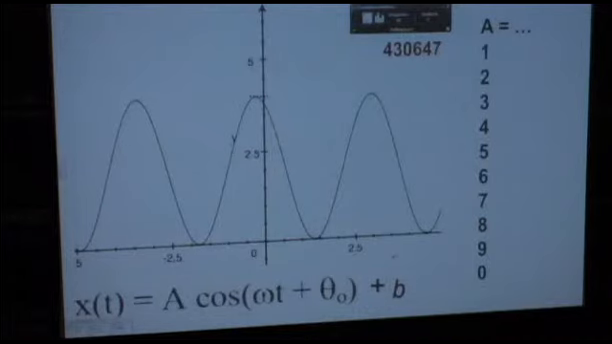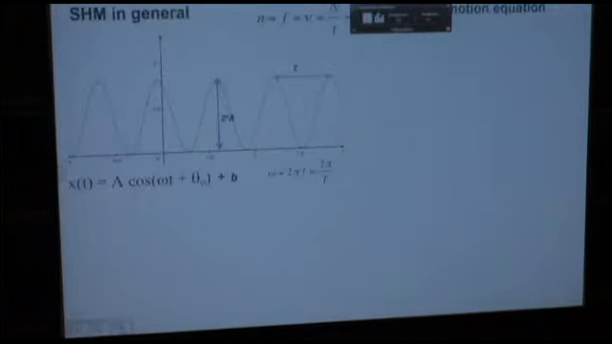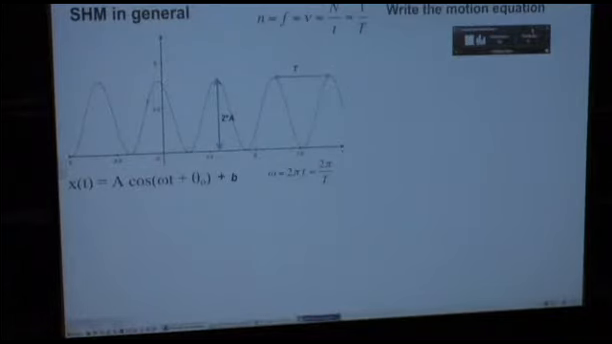What's the next slide? Okay. So I'm going to keep collecting your data. So again, the amplitude A equals 1, 2, 3, 4, 5, 6, 7, 8, 9, 0.